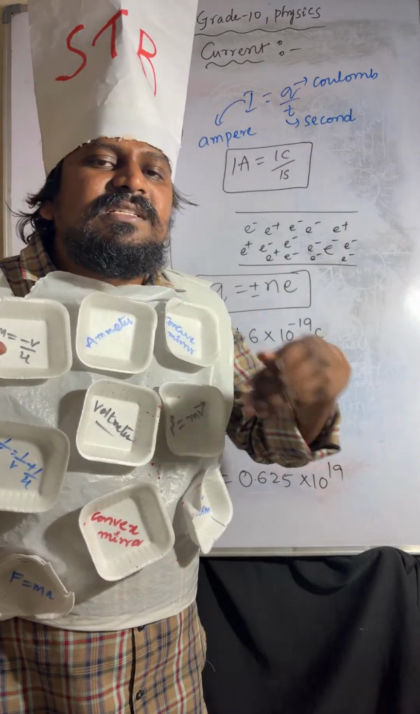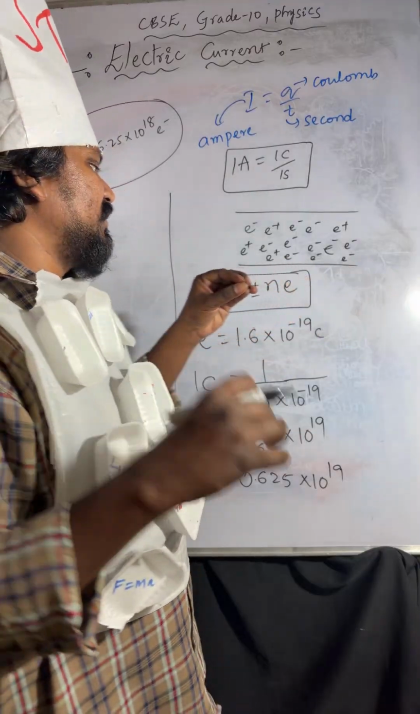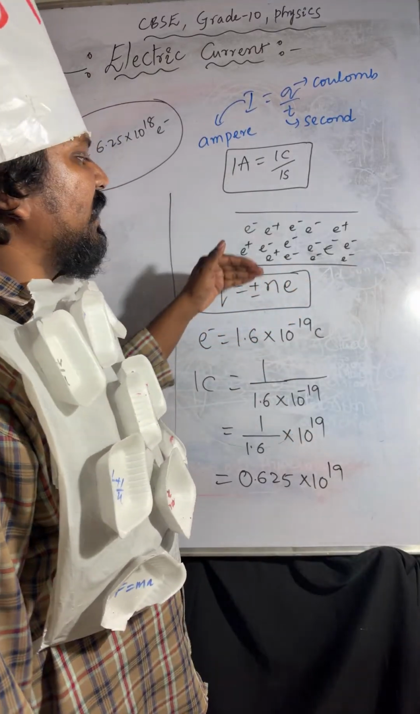So that is the number of charges moving in the conductor. Q is the quantization of charge. So Q equals plus or minus NE.